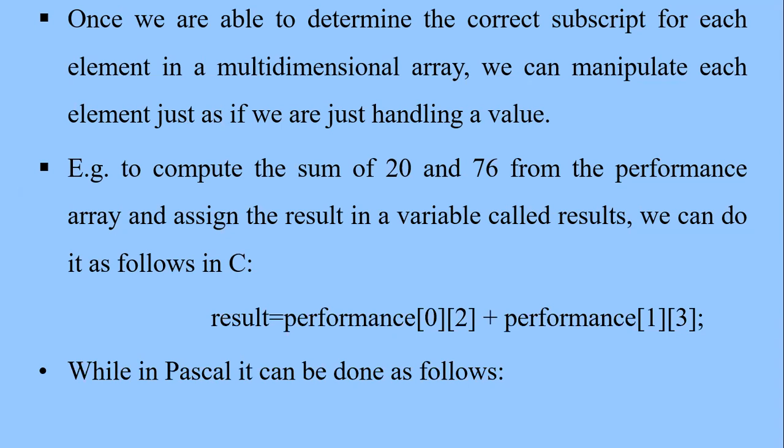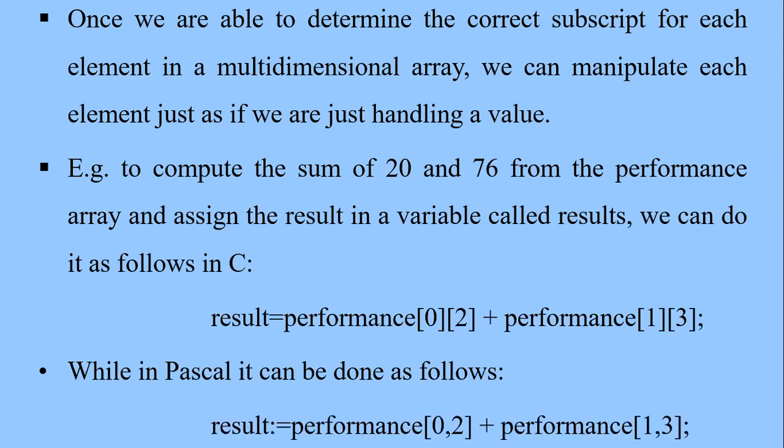When in Pascal, it can be done as follows. Pick the element in the array called performance at subscript 1 for the row, 3 for the column, and then 2, the element in the array called performance whose subscript is 0 for the row and 2 for the column. And the result, we assign to the memory location called result. The difference between the two is how we write the subscripts for the array and the assignment operator.